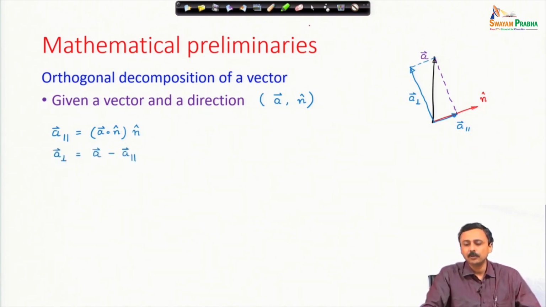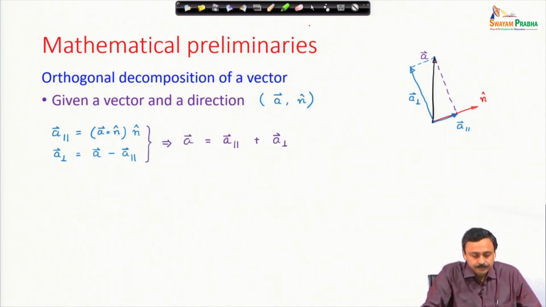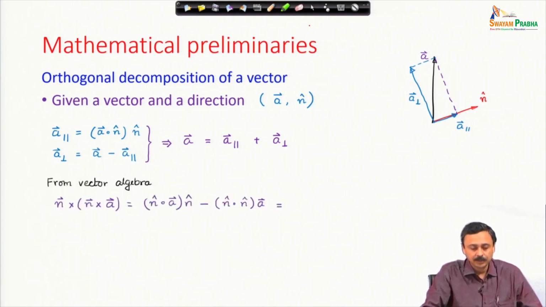A perpendicular, how do I find A perpendicular? Because A parallel and A perpendicular must sum up to A, therefore A perpendicular must be A minus A parallel. A vector minus A parallel vector will be A perpendicular vector, because A must be the sum of A parallel and A perpendicular.